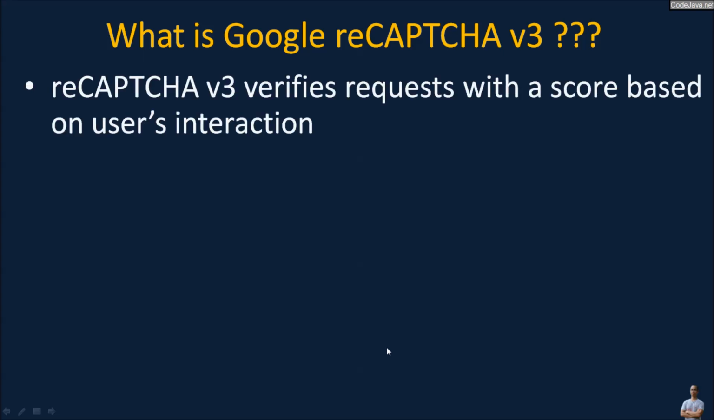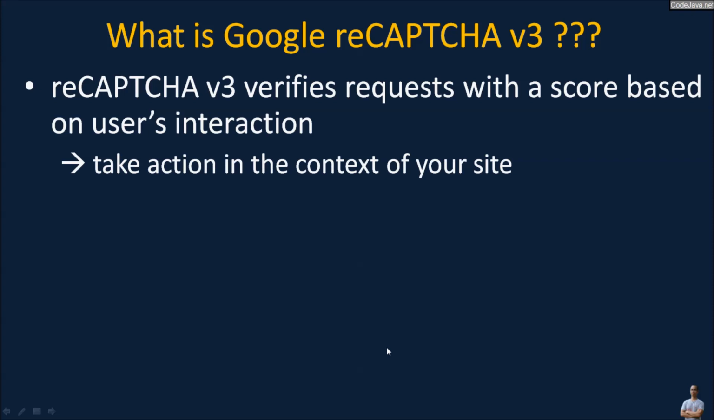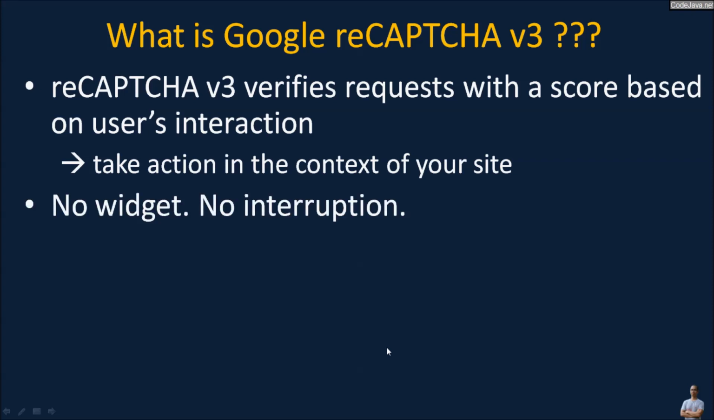reCAPTCHA v3 verifies requests with a score based on users' interaction. So it will give you the ability to take action in the context of the site. And with reCAPTCHA v3, there's no widget, no interruption on the user's experience. And upon verification, Google reCAPTCHA API will return a score based on the user interaction.